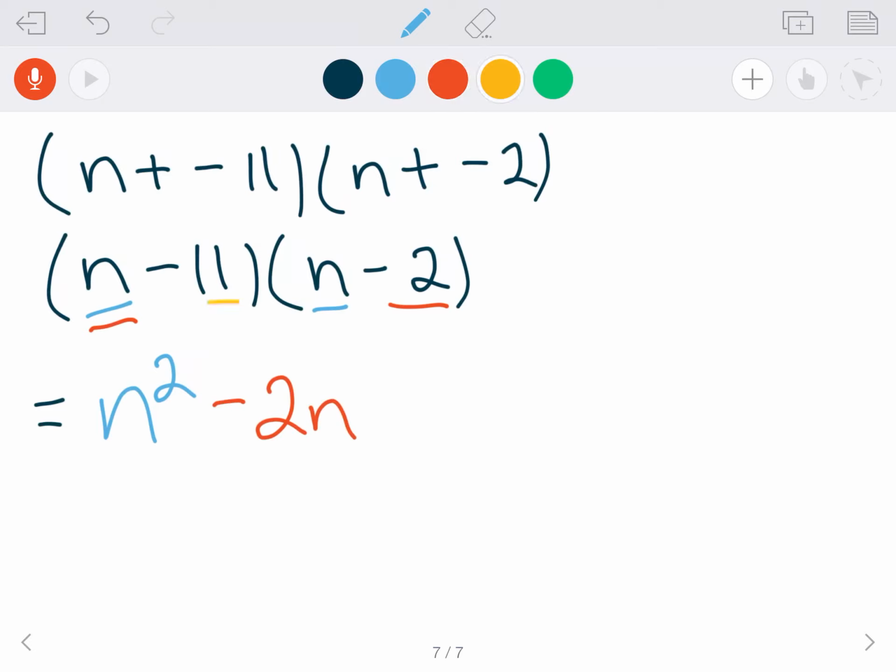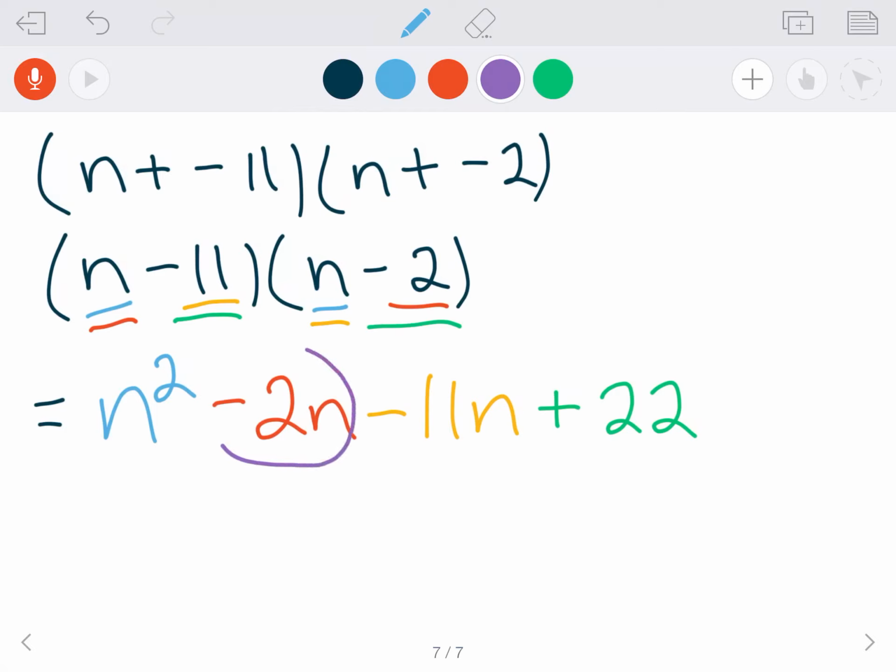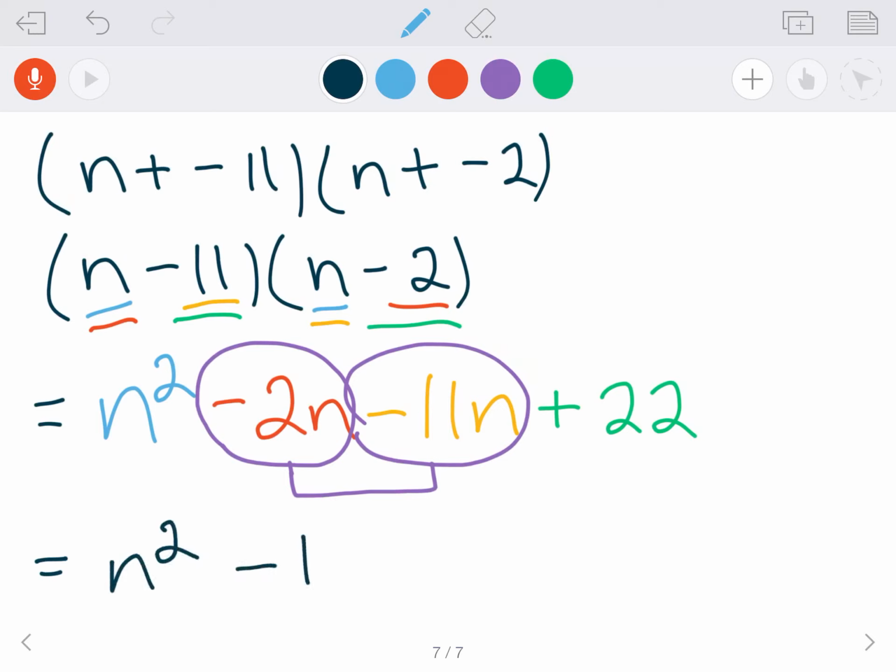Next is inner. Negative 11 times positive n. That is negative 11n. And finally, last, we have negative 11 times negative 2. That is a positive 22. Searching for like terms, we have negative 2n and negative 11n. And if we combine those, what do we get? Negative 13n. So we have n squared minus 13n plus 22.